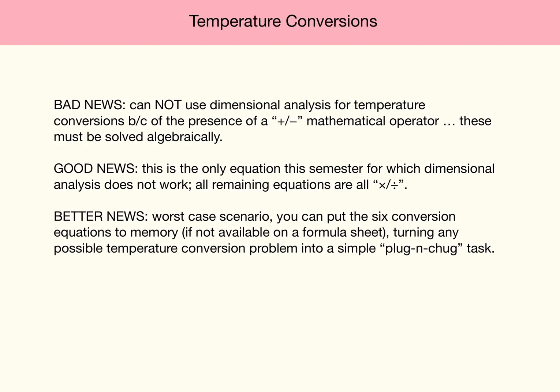The bad news is dimensional analysis will not work on temperature conversion equations. These must be solved algebraically. The reason is that all temperature conversion formulas have either a plus or minus embedded somewhere in the equation, and remember, dimensional analysis only works on equations that are all multiplication or division. But the good news is, this is the only time you're going to have to use algebra in this course. And the better news is, as shown earlier, there are only 6 temperature conversion equations total. So if you put all 6 to memory, you don't even have to know algebra. You just have to plug and chug in the equations.